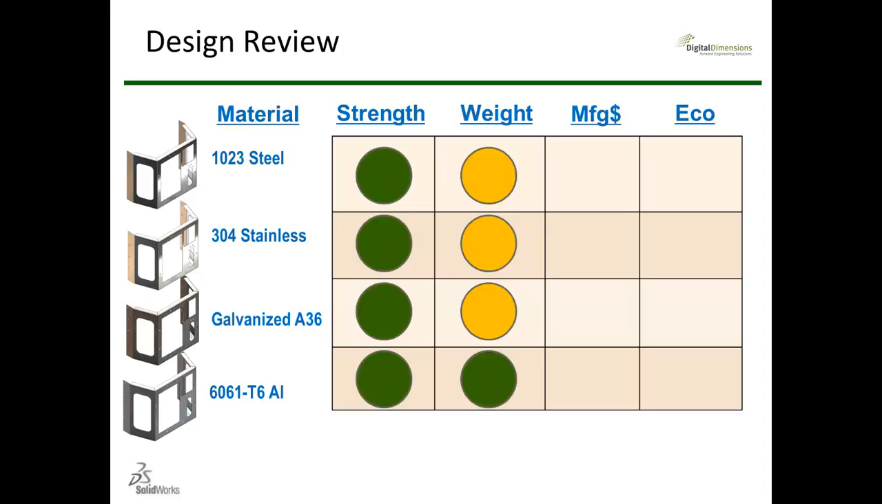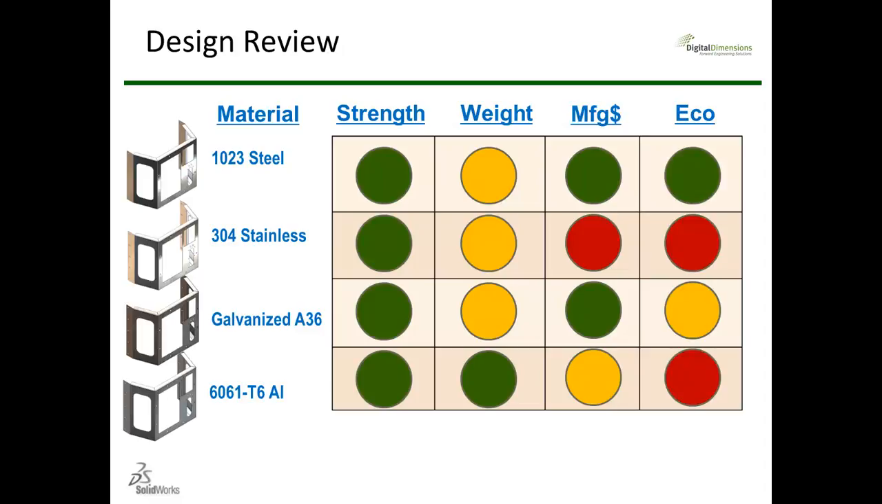Now we can look at weight. This is using just CAD and SolidWorks data. We can see that aluminum is definitely the less dense, the more lightweight material amongst the four. Then we can look at costing using SolidWorks Costing, and we can see that our plain carbon steel and our galvanized steel yield the better cost benefit as compared to our stainless steel and aluminum. And lastly, we can look at the ecological or environmental benefits when it comes to using our 4 materials.